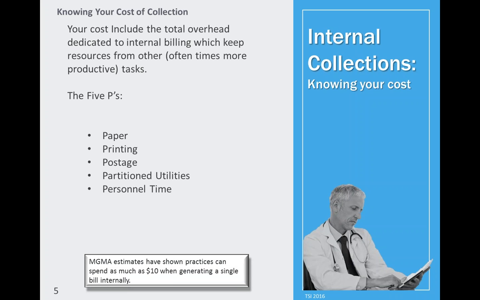MGMA estimates have shown that practices spend as much as $10 when generating a bill internally. Once a practice realizes the actual cost, they begin looking at their billing process very differently, and many come to the realization that they're spending more than what some balances are actually worth, while others set payment terms, ultimately costing the business 25 to 30%. Let's say, for example, should you send 3 reminders on a balance of $100, you've lost 25% or more of its original value.